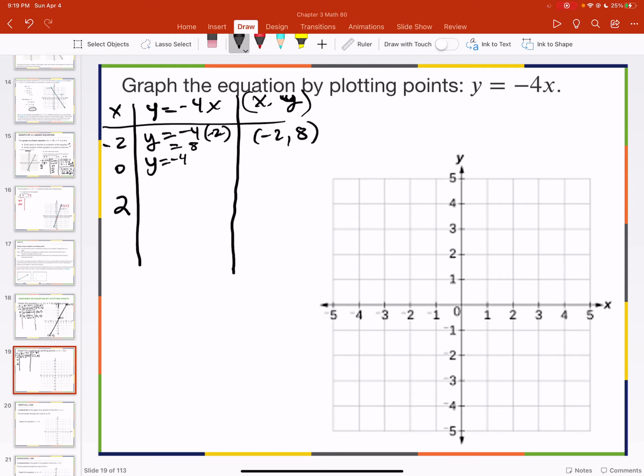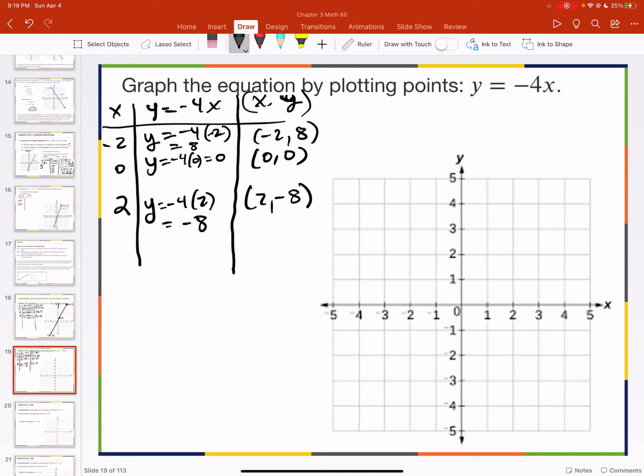So y is equal to negative 4 times 0, which is 0, of course. So then that's the origin, (0, 0). And then what is the value of y when x is equal to 2? So we have y is equal to negative 4 times 2. y is equal to negative 8. Oh, so even then it was a lot. So then we have (2, -8).